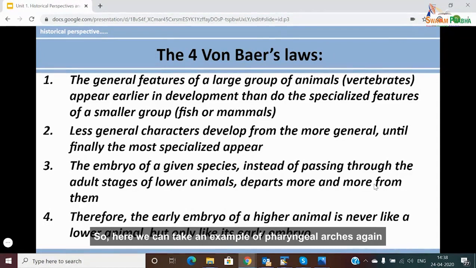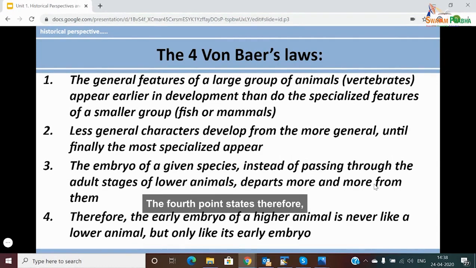So here we can take an example of pharyngeal arches again. The pharyngeal arches start off the same in all vertebrates, but the same pharyngeal arches become jaw support in fishes, which become part of the skull in reptiles, and they become part of the middle ear bones in mammals. And mammals never go through a fish-like stage during their development.